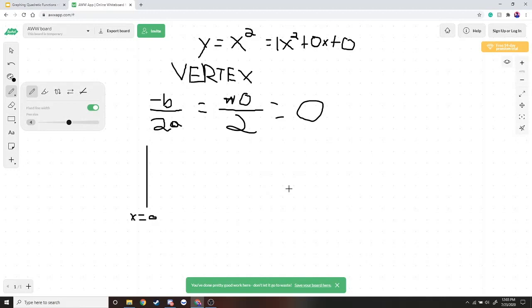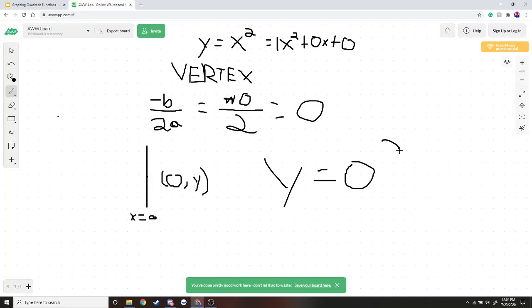The value of negative b over 2a is the axis of symmetry for the parabola. So here we found 0, meaning that the axis of symmetry for the parabola is x is equal to 0. And also, we have found that the vertex of the parabola is at a point 0, comma y. Now, to find y, what we need to do is we need to plug in 0 back into the equation. So y is equal to 0 squared. This means that y is equal to 0 because 0 times 0 is just 0.